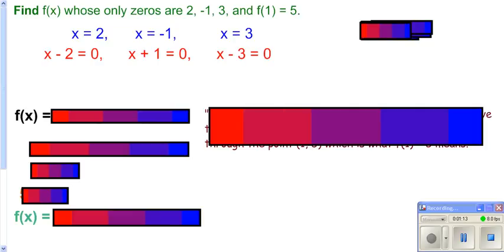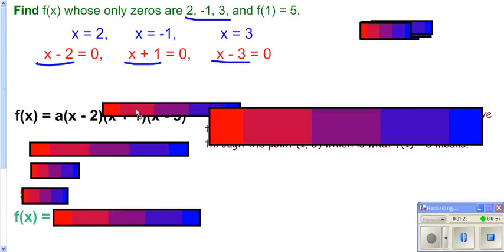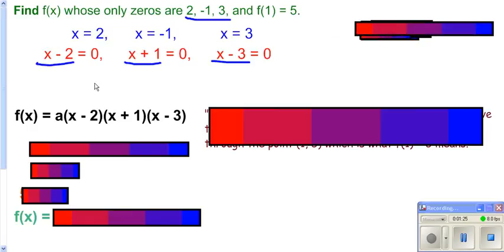Now when you're dealing with your zeros, what we have here for your zeros, these are the values that you have to then end up multiplying together to be able to get your function. And that would be what we have down below here. Your x minus 2, your x plus 1, your x minus 3. Now you'll notice there's a value of a in front.